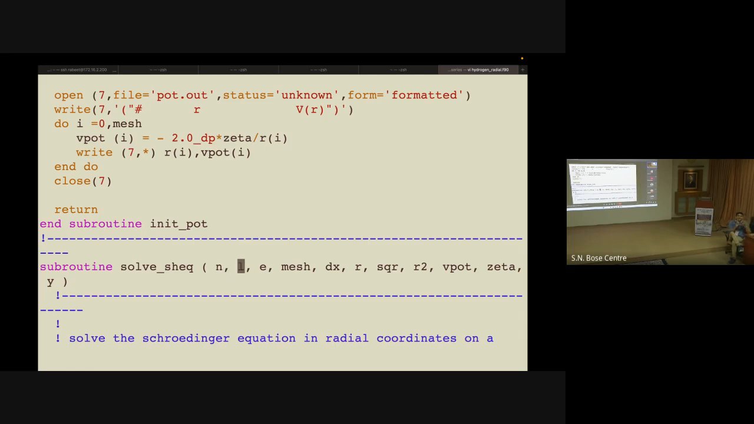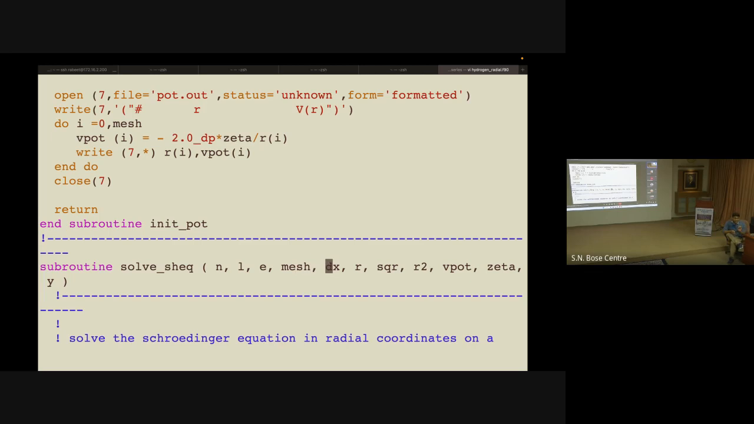l is the angular quantum number, right? So if you want to calculate the ground state, what will be your l? Huh? 0, right? It's an s orbital, right? And E is your energy. Initially, you will give some energy, and after that, it will update it and give you the final energy. mesh is the number of points you are taking whenever you are making a grid. All right?